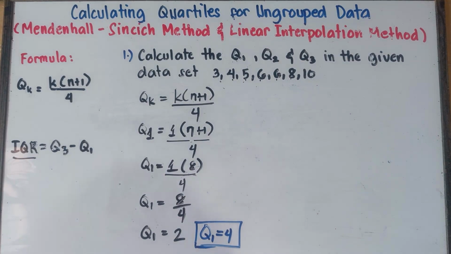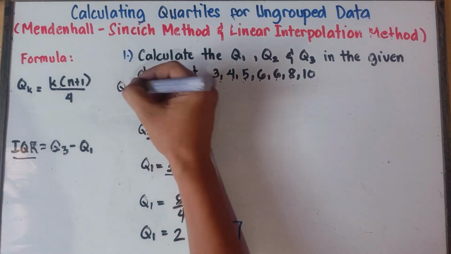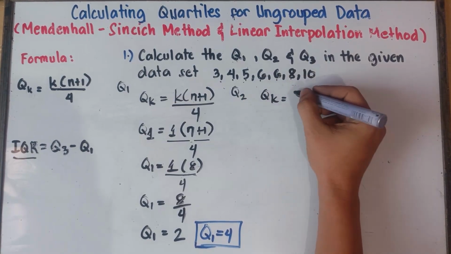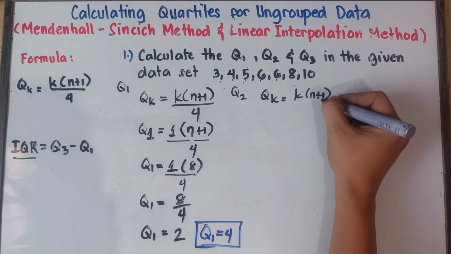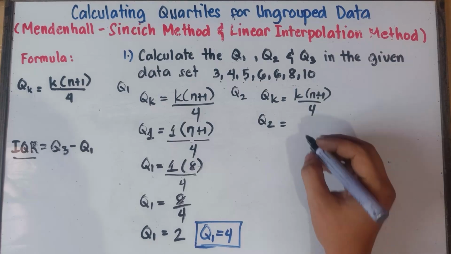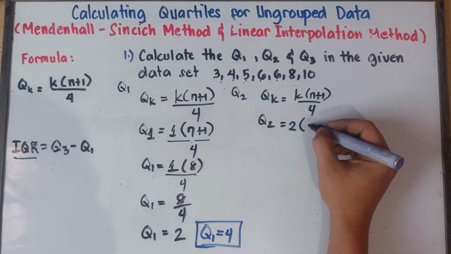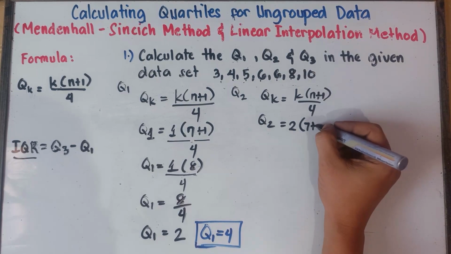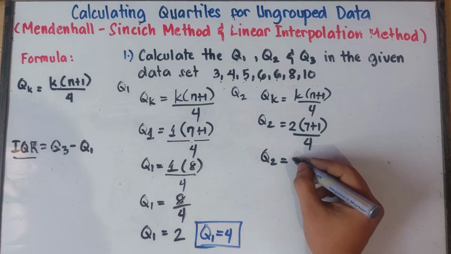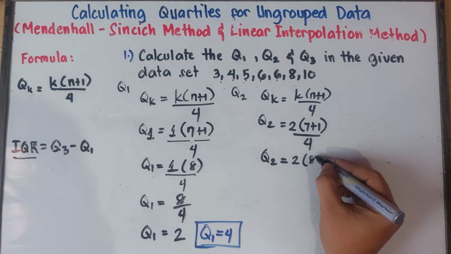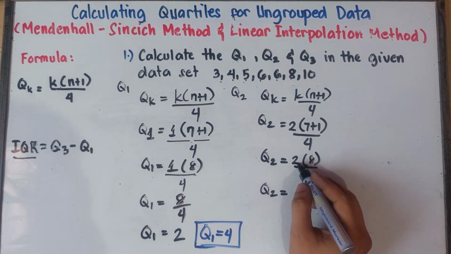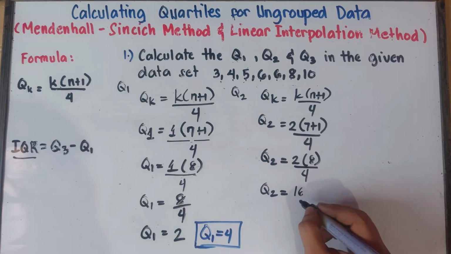Alright, so let's find quartile 2. So this is quartile 1. Let's have quartile 2. So, Q sub K equals K times n plus 1 divided by 4. So, Q sub 2, we're looking for quartile 2. So, 2 times n, where n is the total number of samples, that will be 7 plus 1 divided by 4. So, Q sub 2 equals 2 times 7 plus 1, which is 8, divided by 4. So, quartile 2 is equal to 2 times 8, that will be 16 divided by 4.